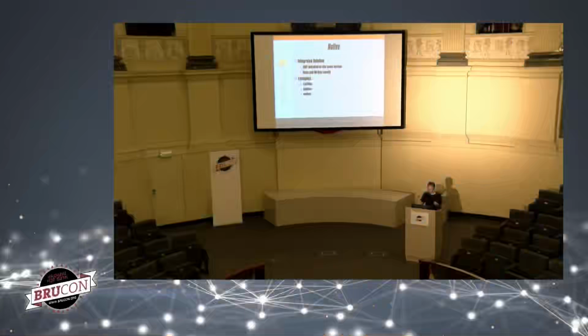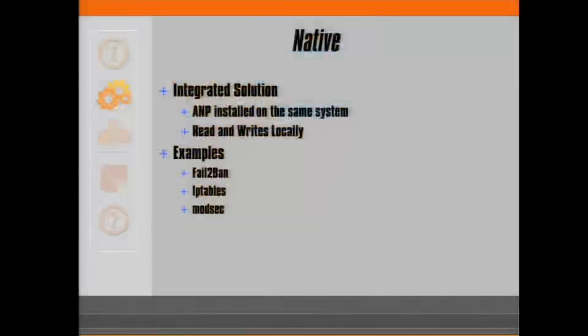Okay. Two types of interfaces. Native. We're talking about an integrated solution, which in most open source situations it is. You are able to install the software, typically on a Linux server. So ANP is then going to be installed in that same system. It's able to read and write locally. Examples, fail-to-ban, IP tables, ModSec, any number of other solutions like OSSEC.